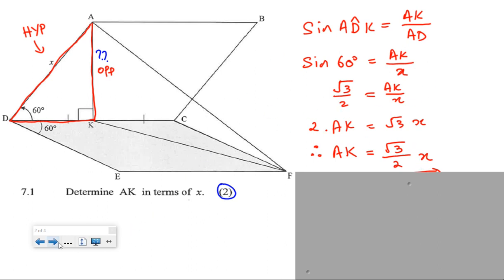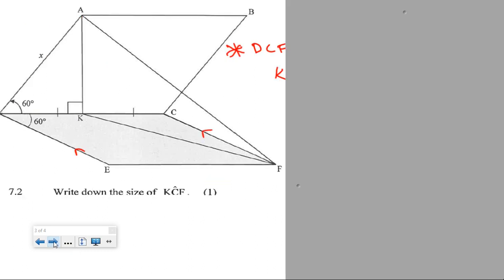This is application of grade 10 trig. The next question is for 1 mark, so it means no reasons, just an answer. Write down the value of K, this is K here, KCF. Remember, we're now concentrating on the horizontal rhombus, which is shaded in gray. Opposite sides are parallel because it's a parallelogram, a rhombus. Therefore, co-interior angles are supplementary. Therefore, this must add up. This is 120, and these two angles add up to 180 degrees.